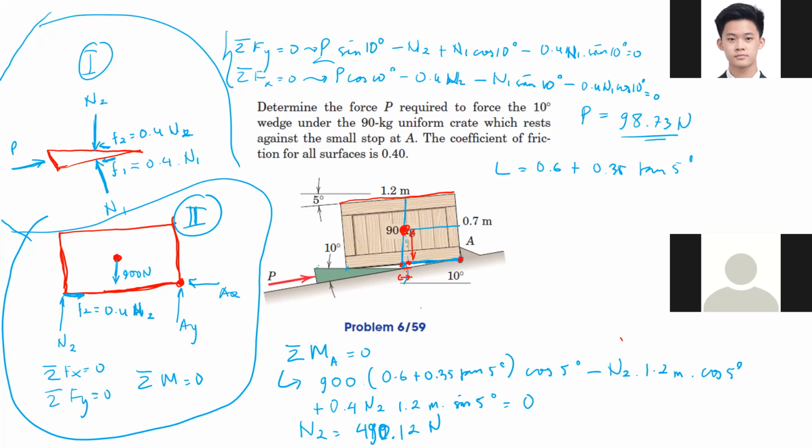Yes, sir. Even though it's not specified in the question, the center of gravity is there, sir. Yes, you can see it here: 90 kilogram uniform. Oh, I see. When it's uniform, it's supposed to be exactly at the center of the rod. You get it? All right, sir.